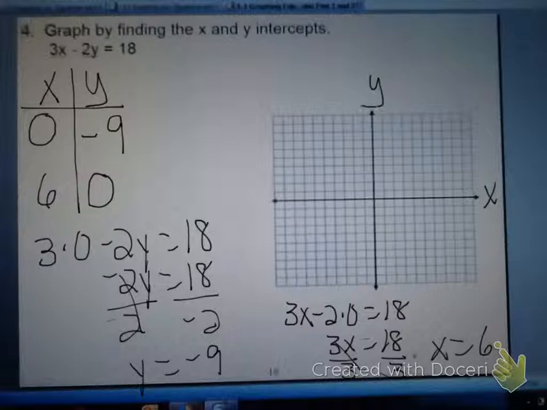You will only have 2 points because there's only going to be one x intercept and there's only going to be one y intercept. Extend your line and put arrows.